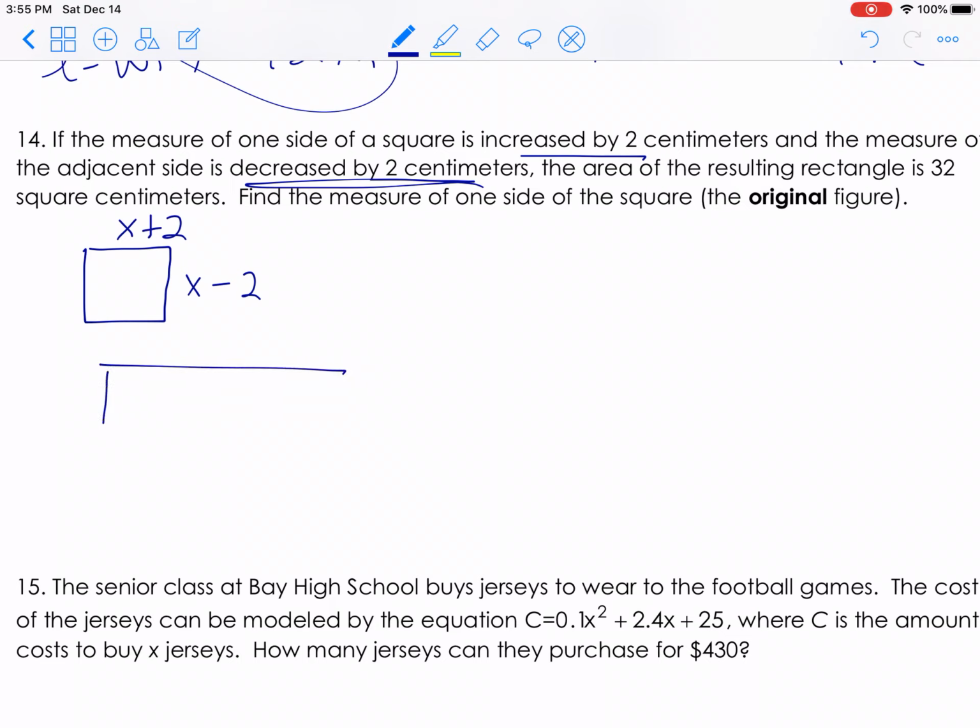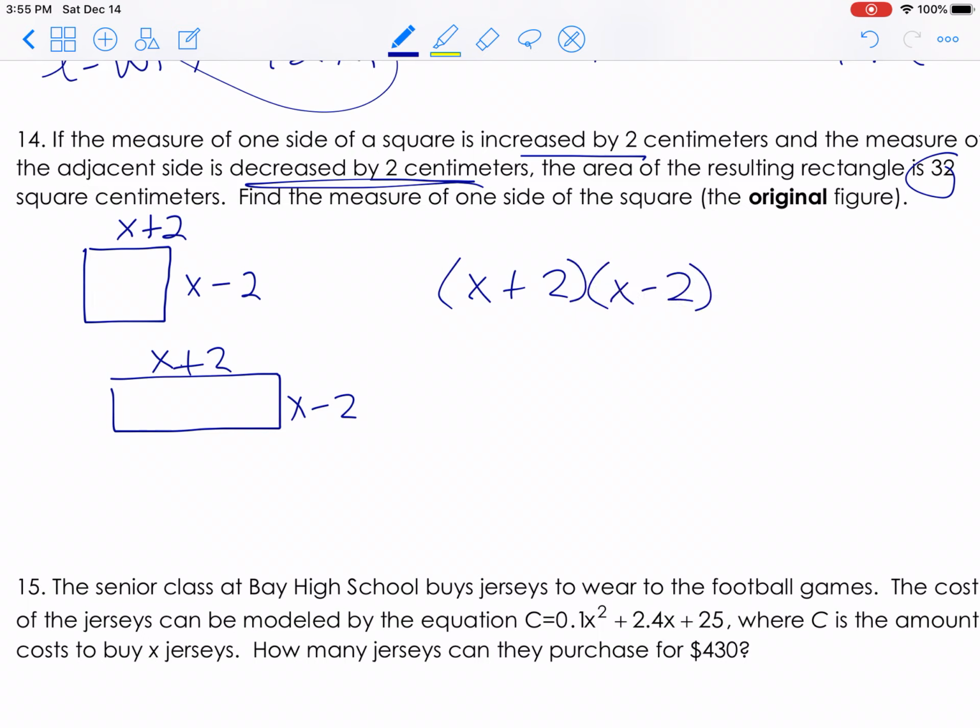Let's see, bigger by 2, maybe like that, smaller by 2, maybe it could look like that. Okay, so now we have a rectangle, and the area is 32 square centimeters. So to find x, I'm going to multiply the length and width of the new rectangle and set it equal to 32. X times x is x squared. X times negative 2 is negative 2x. 2 times x is positive 2x, and 2 times negative 2 is negative 4.